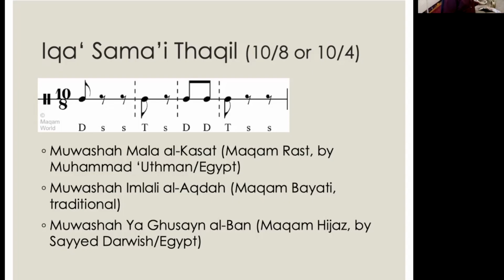And I'm gonna speak this Iqaa signature, and I'm gonna clap it, and I'm gonna play it on the riq. To speak the Iqaa, it's dum, s, s, tak, s, dum, dum, tak, s, s, 1, 2, 3, 4, 5, 6, 7, 8, 9, 10. Don't worry too much if it's 10 over 8 or 10 over 4. It's in 10.